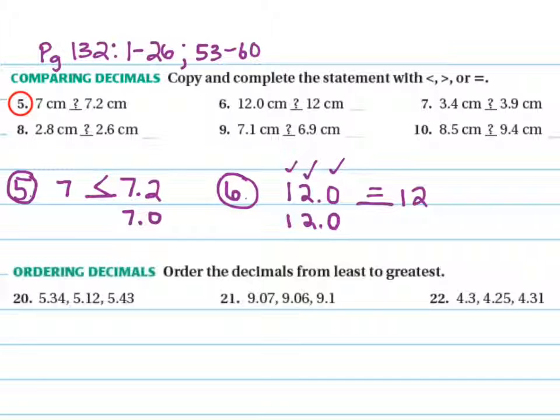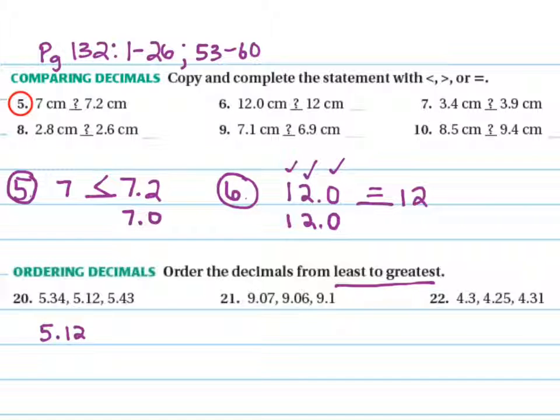Now let's jump down to ordering decimals from least to greatest. Now, key word right here is least to greatest. So we want the smallest amount to the largest. Let's think about money. So I have $5.34, $5.12, $5.43. Well, that's pretty easy if we think about money.